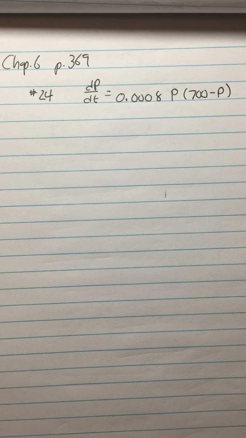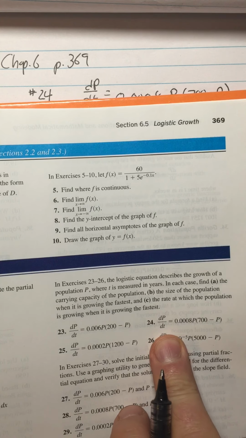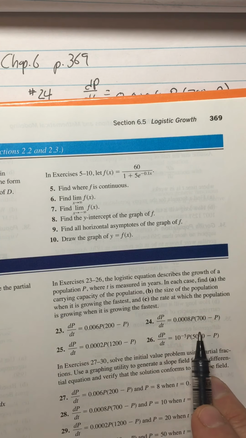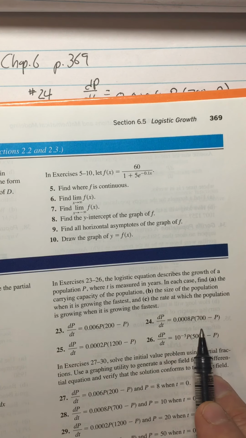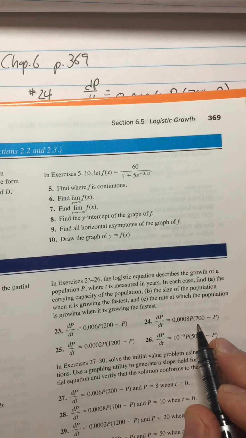So now a few examples should suffice. Page 369, I'm going to look at number 24. It gives me a logistic equation. So the first thing is to recognize this differential equation as describing a logistic equation. We see the K right there. We see the M right there.